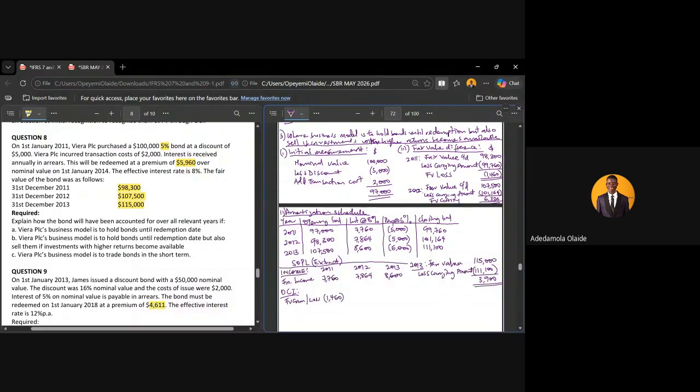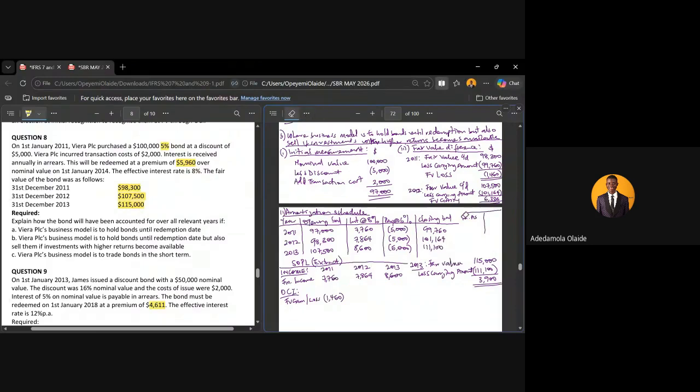In order to know what will go to our SOPL, let's assume this is the OCI account. In 2011, as we have this fair value loss, it means we are reducing our asset. We would have credited our asset and debited this entry here. Financial assets, Abi?